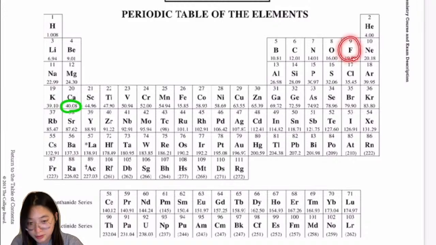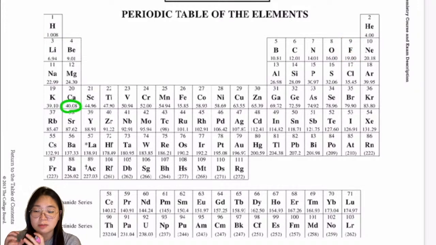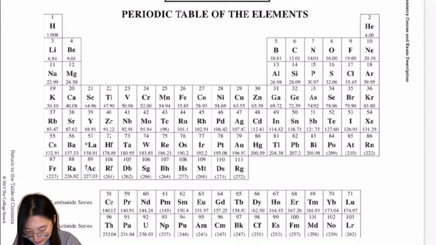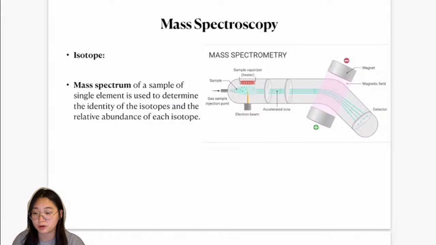All of the fluorine atoms, no matter where you find them, in the UK, in the US, in Australia, in Korea, all of these fluorine atoms share the same chemical properties, the same mass, and the same size, etc. So that's what we call an element. And we know that atoms are the smallest building blocks of matter in the world. Then what are isotopes?